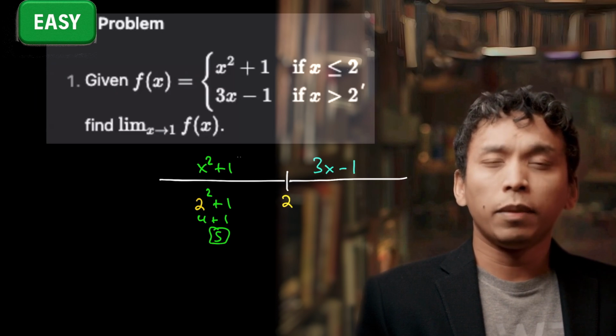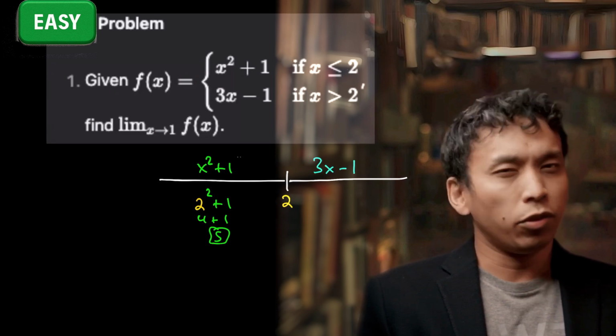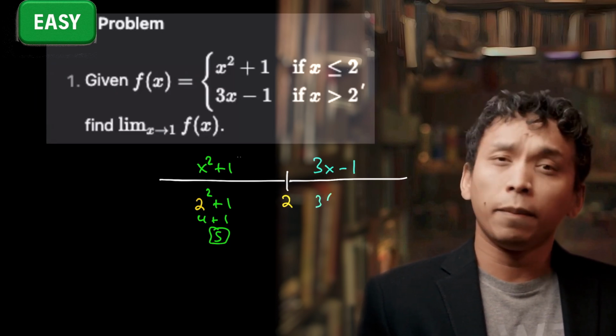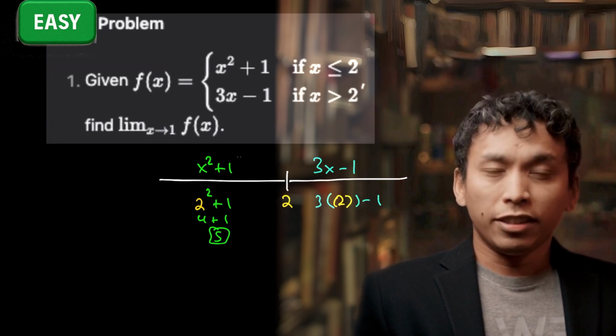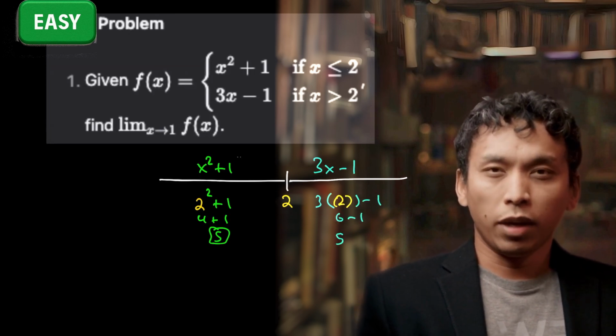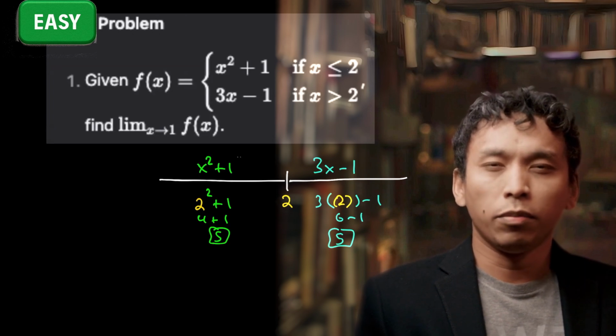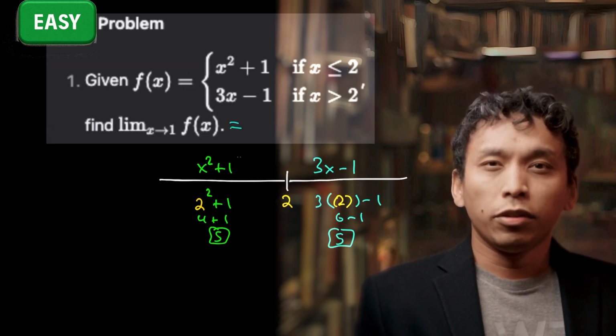So the left-hand side is 5, so we do the same thing on the right-hand side. So if you have 3, this time is going to be times 2 minus 1. This is 6 minus 1, which is also 5. And because they are the same value, then we know that the limit of this function is equal to 5.